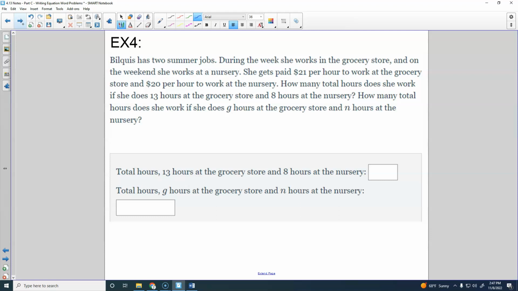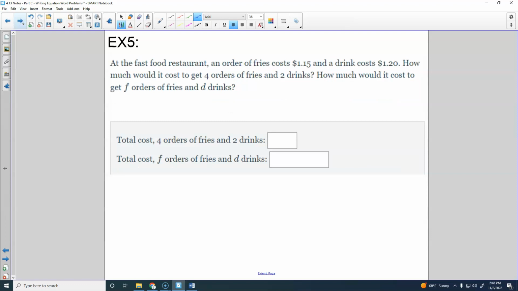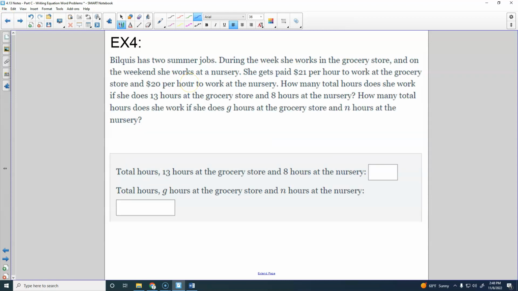No, it'll be okay on the next one. Okay, it's going to happen on the next one. All right. At the grocery store, in hours at the nursery.